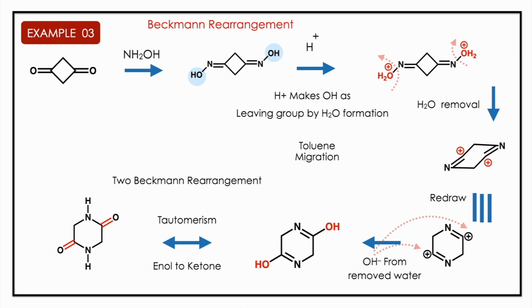Here a nice thing will happen: both OH are protonated, both OH removed. It forms a dication. Then the dication has to be quenched. So OH minus from water attacks. You have a diol, which is an enol. It is converted into amide there. The concept you have learned here is that if a diketone is there, both get oxime formation, and you end up with multiple Beckmann rearrangements.